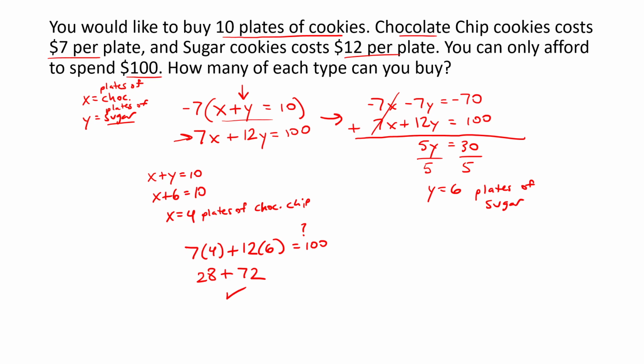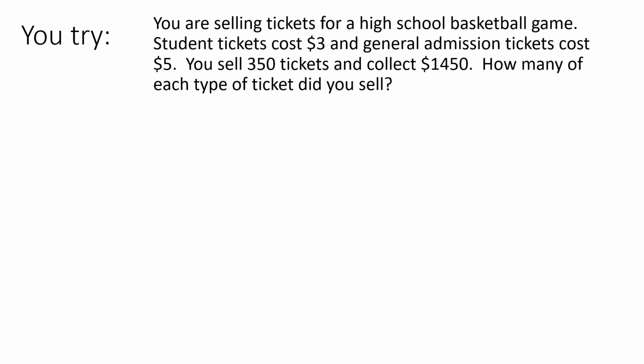So the process is basically the same. All that's going to change is instead of cookies, it'll be burgers and fries and things like that. Or child ticket, adult ticket. That's another common one. All right, so if you feel like you understand it, you could try this one yourself. And if not, I will walk you through it.